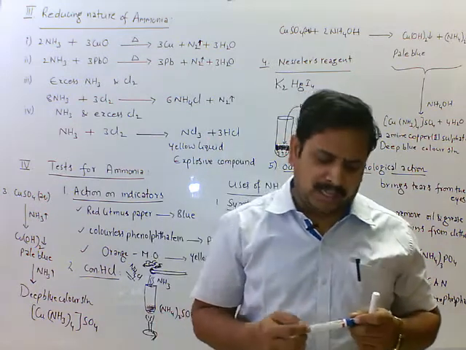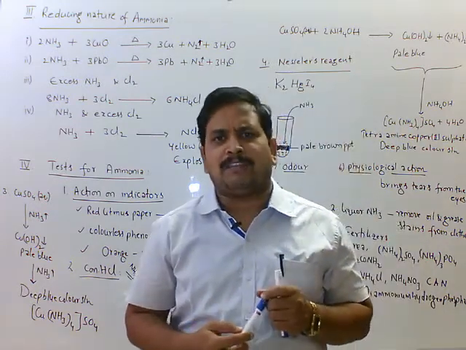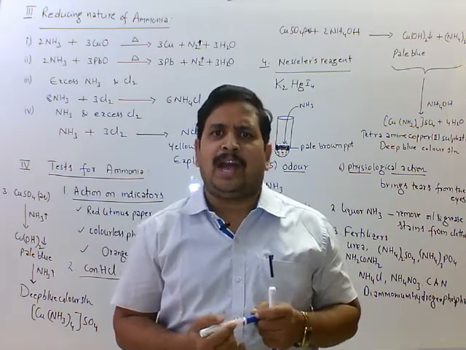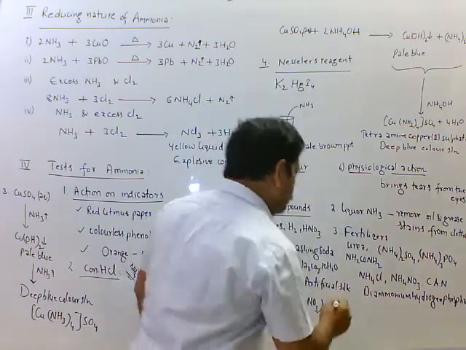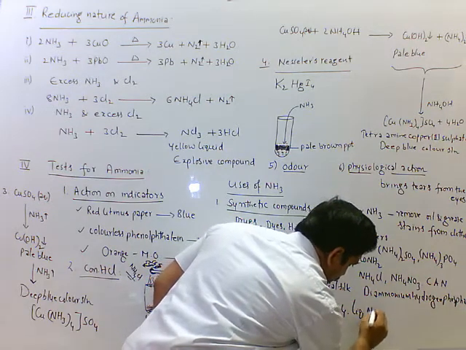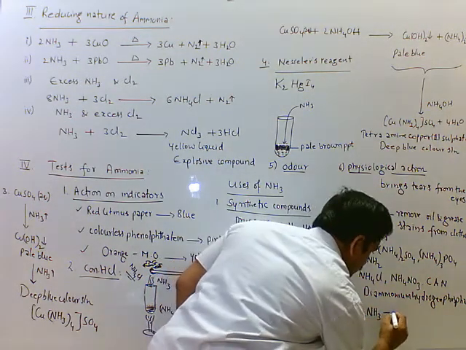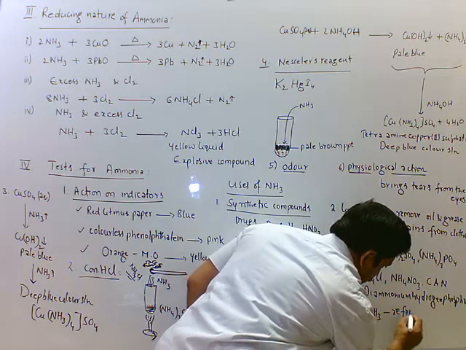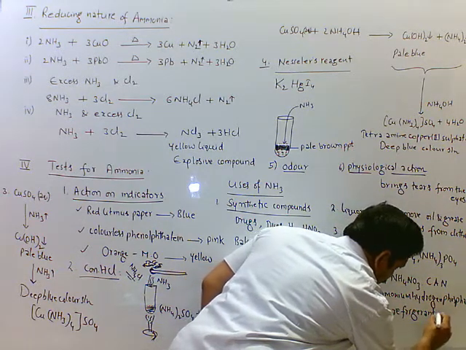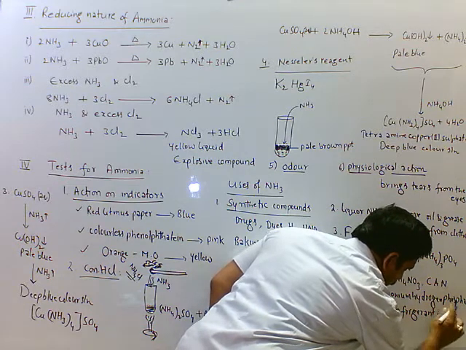And also another use is, liquid ammonia is used as a refrigerant in ice plants.